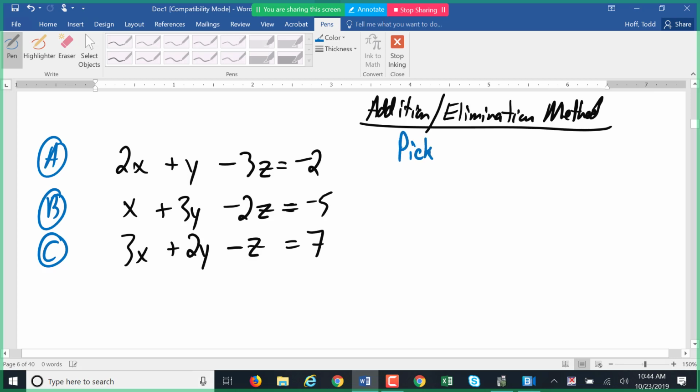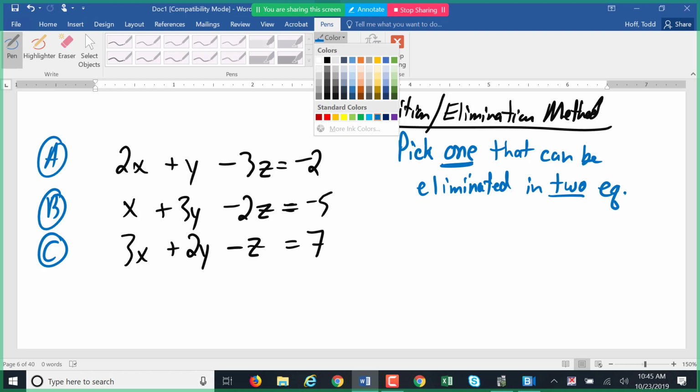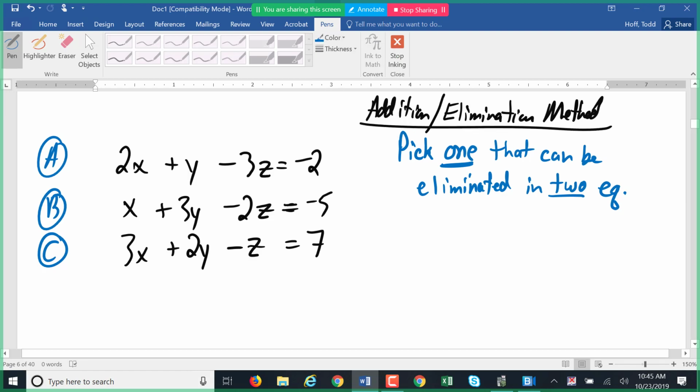To do the elimination method, I have to pick one variable that can be eliminated in two different equations. Looking at this, there aren't any that are really going to be easy to eliminate. In fact, they're all pretty much about the same difficulty. They all have coefficients of 1, 2, and 3, or -1, -2, -3. So I'm just going to pick a variable. I'm going to pick x. We're going to eliminate x.